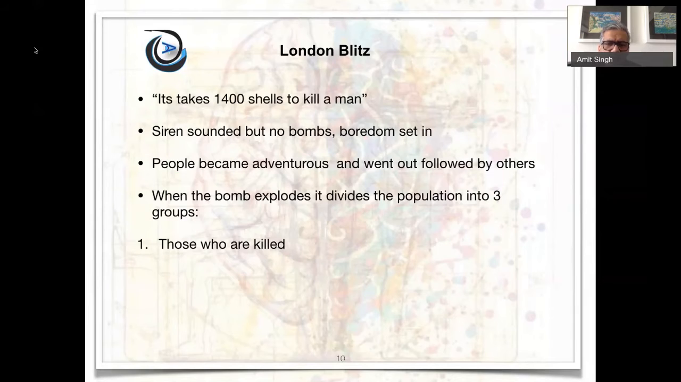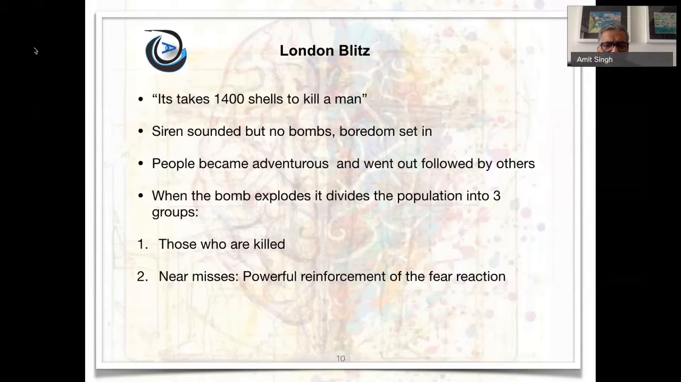Those in the center of the bombing were obviously killed, unfortunately. Second, the near misses, nearabouts. So they had powerful reinforcement of the fear reaction. So the fear came in here because they experienced it. Shrapnel flying, buildings going down, people getting injured, they themselves getting injured. They would see people dying. So that reinforcement of fear happened.